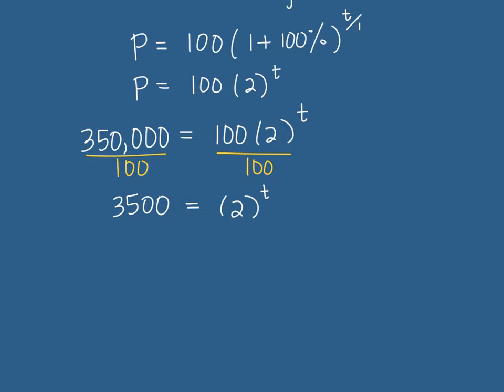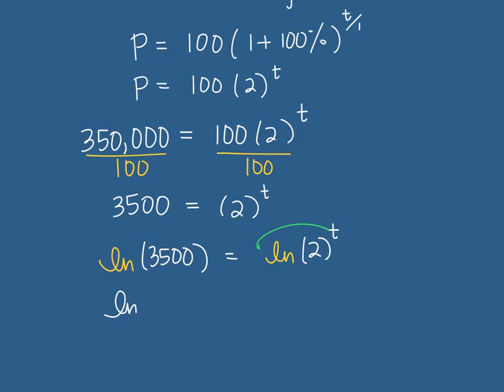What do we want to get rid of? The 2. 2 is a base. How do we get rid of a base? With a log. Okay, what log? I always recommend natural log. So use a natural log around the 3500 and use a natural log around the parentheses 2 to the t. Because then what can you do with the t? Move it to the front for sure.